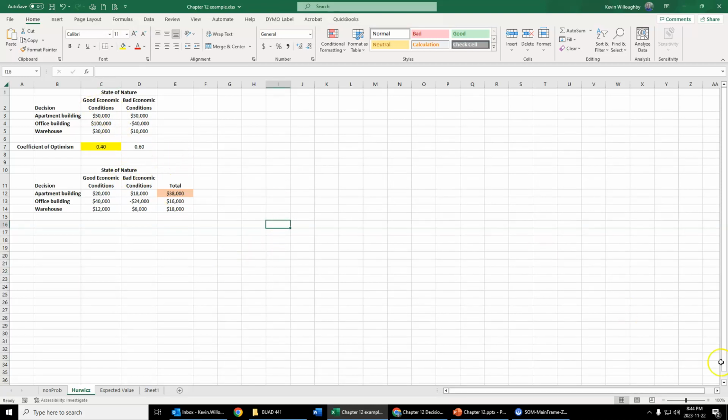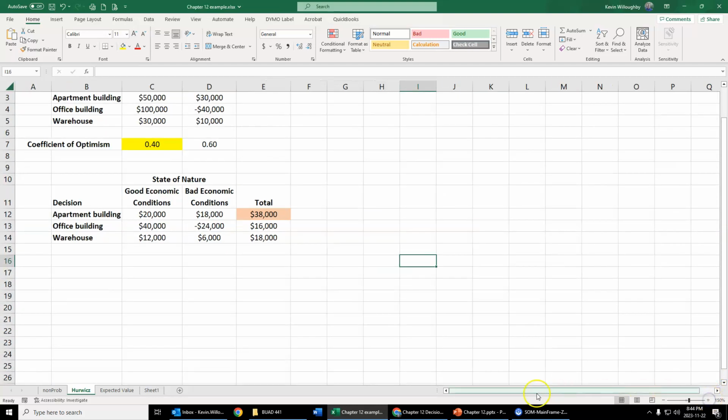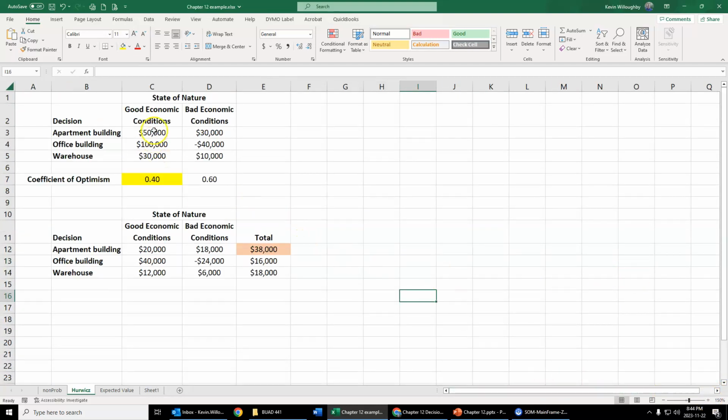It's the same example. Let's make this a little bigger so we can see it in the back row. Where we have our payoffs, we have the coefficient of optimism, alpha value 0.4, and then 0.6, and the payoffs, and our decision. These are the values we just calculated. One thing we need to determine is, are we always going to be choosing apartment building on any level of optimism? So let's make the level of optimism really small, say 0.1. And I built this in, so everything is going to change.